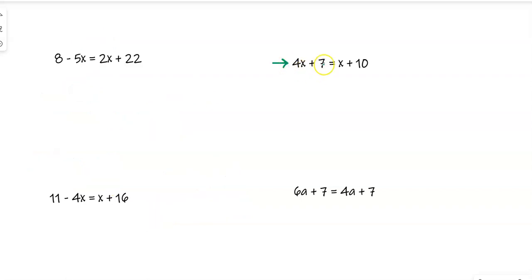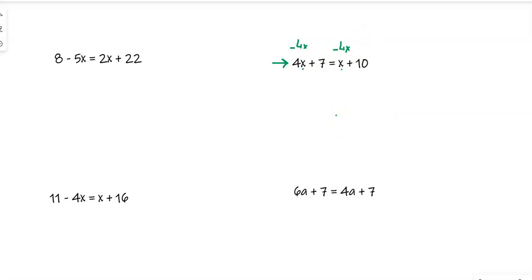Now here we have 4x plus 7 equals x plus 10. Now again, we have x on both sides of the equation, and we want to have it only on one side. So in this case, let's think about it. If we want to get rid of 4x on one side, and we subtract 4x on both sides, we'll have on this side x minus 4x, but we'll have negative 3x. So maybe we don't want to deal with negative.